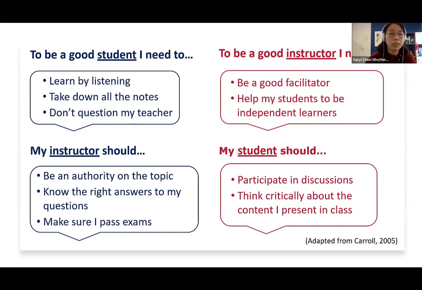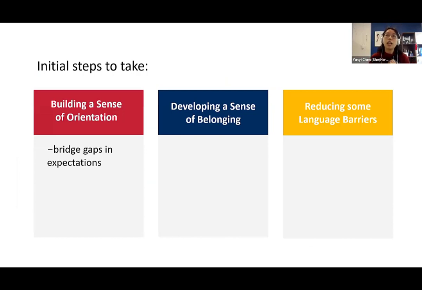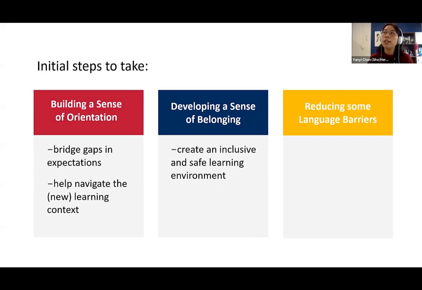So let's move on with our conversation. I just shared one initial step is to bridge gaps in expectations. What else could we do includes helping students navigate a new learning context, be it physical, online or blended. To develop a sense of belonging, we need to create an inclusive and safe learning environment, so our students will feel comfortable to learn from each other, collaborate with each other, and even feel comfortable making mistakes and using them as teachable moments or learning moments.